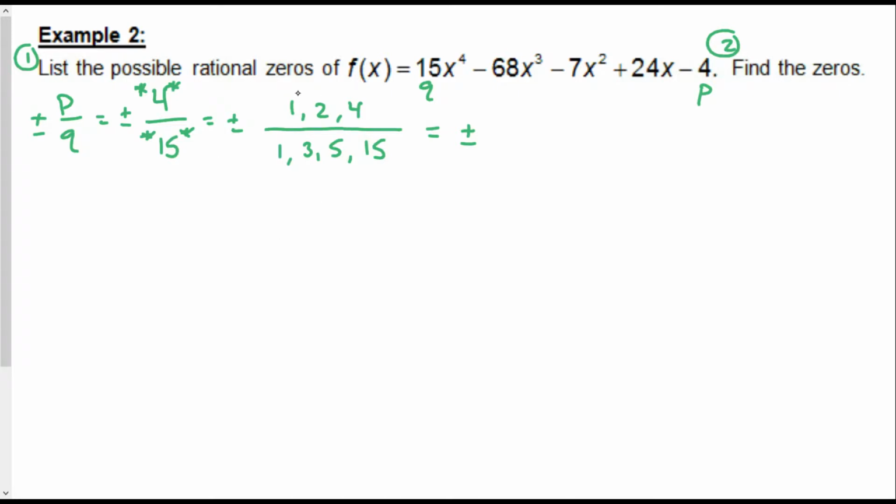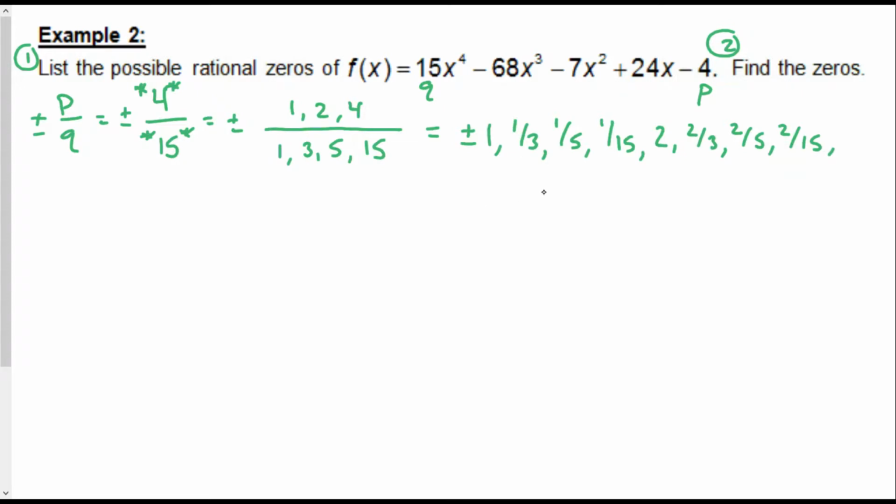So what I'm going to do first is take just this first number in the numerator, 1, and put that as the numerator, and then write it with a denominator of 1, denominator 3, denominator 5, denominator 15. So 1 over 1 is 1, 1 over 3 is 1/3, 1 over 5 is 1/5, and 1 over 15 is 1/15. Now I'm going to go to the second number and do the same thing. 2 over 1, 2 over 3, 2 over 5, 2 over 15. So 2 over 1 is 2, 2 over 3 is 2/3, 2 over 5 is 2/5, and 2 over 15 is 2/15.